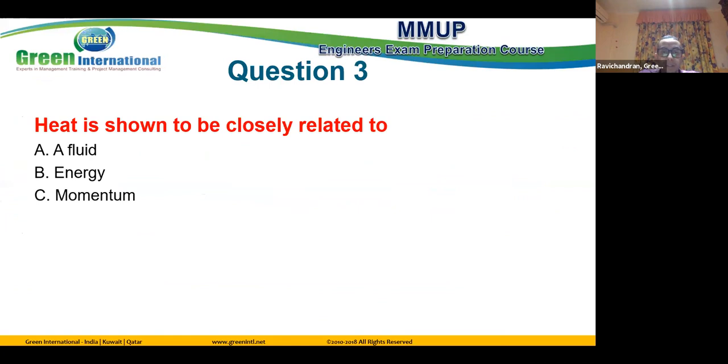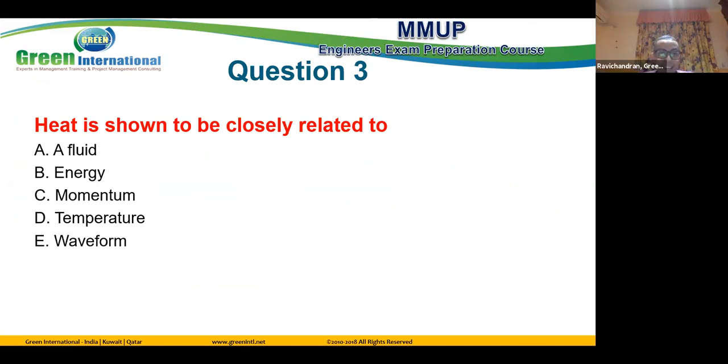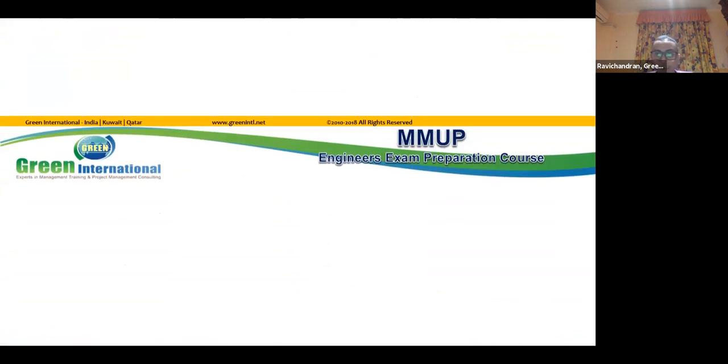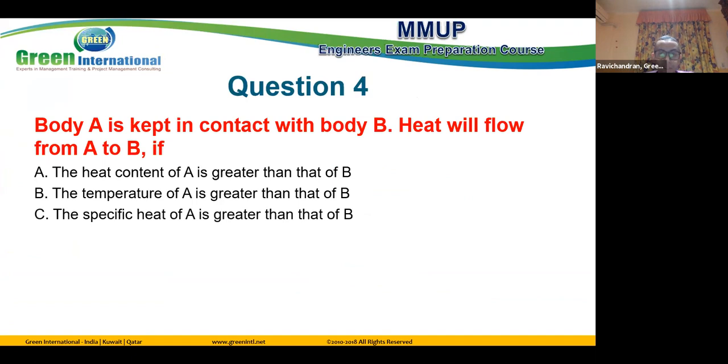Heat is closely related to temperature, energy. This heat is related mainly to temperature. It comes due to temperature difference. If body A is kept in contact with body B, heat will flow from A to B.